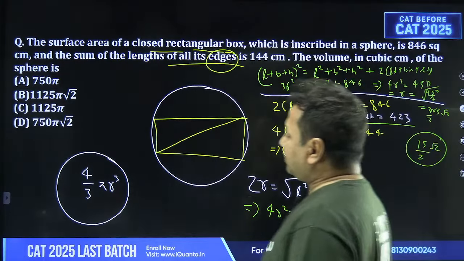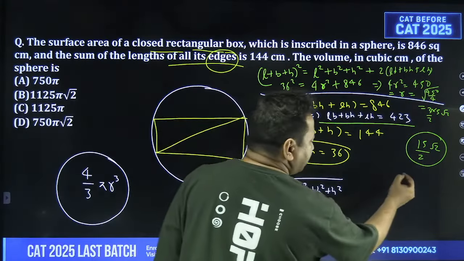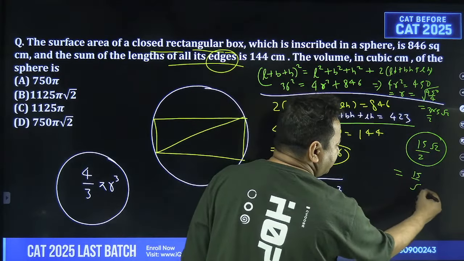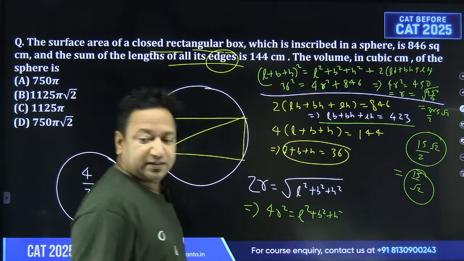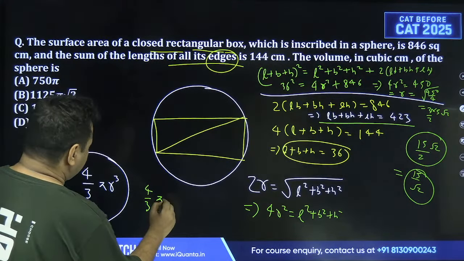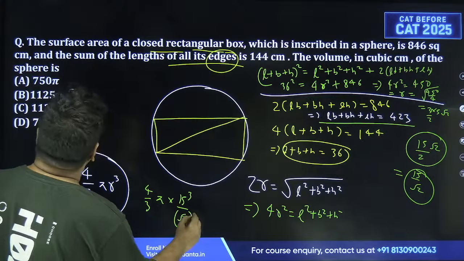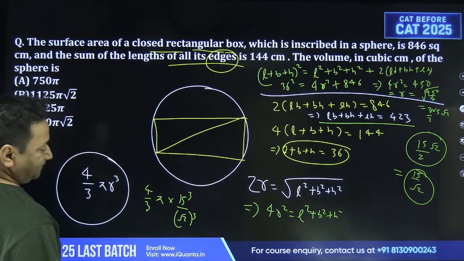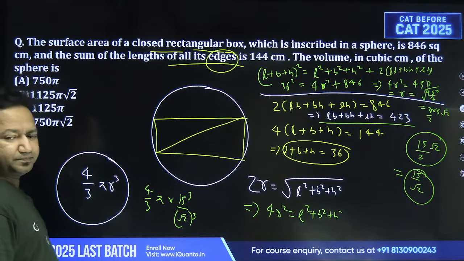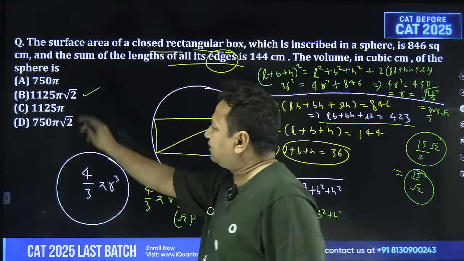Okay, let's put it here and get the answer. By the way, we can also cancel out root 2 by root 2 times. 15 by root 2 is the radius. Put it here and get the answer. 4 by 3 pi into r cube. 15 cube upon root 2 cube. See what comes on solving. The answer is B. Root 2 will come for sure.